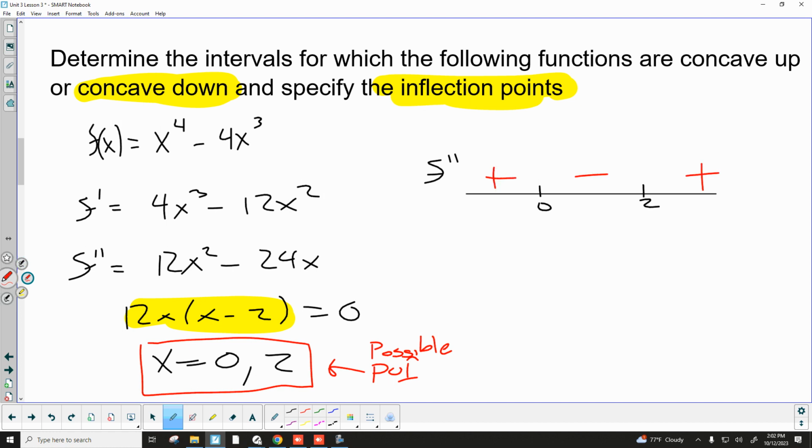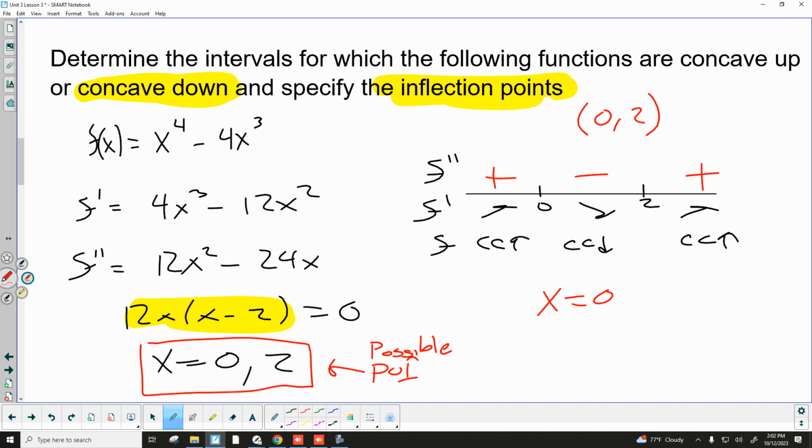So it does work out, just like sometimes all of our critical points are maxes and mins. Sometimes all of our possible points of inflection are points of inflection. Questions? Concerns? Pretty straightforward. It's like we've done this before. We have. It's just now we're going to the second derivative. All right.